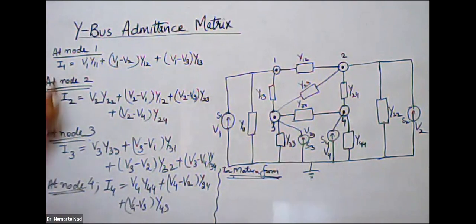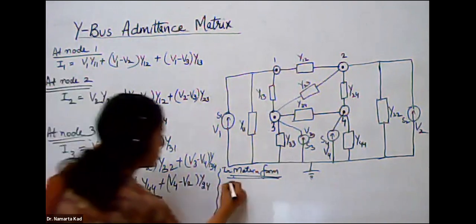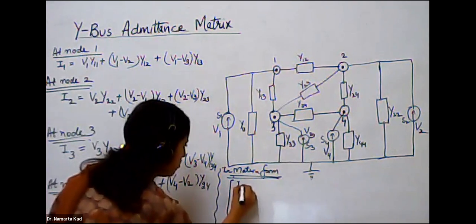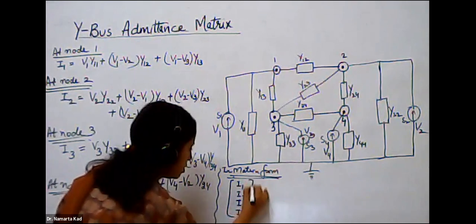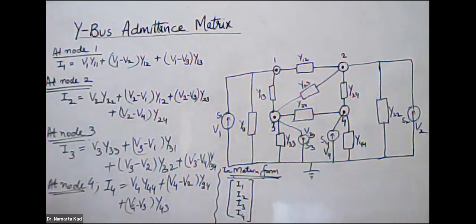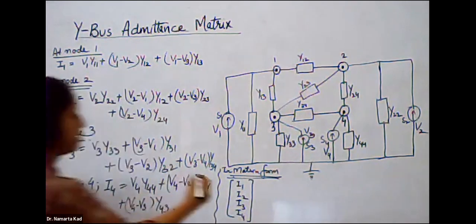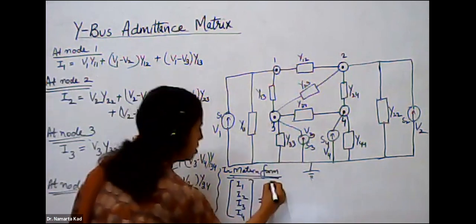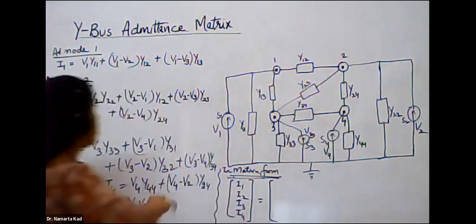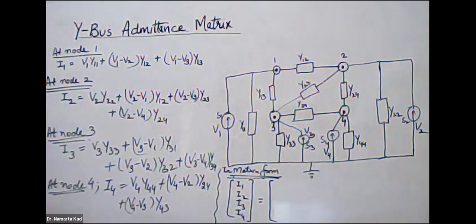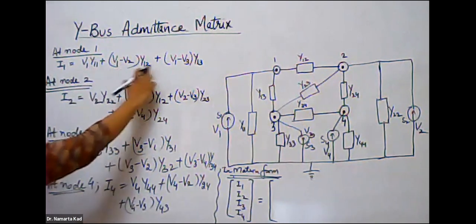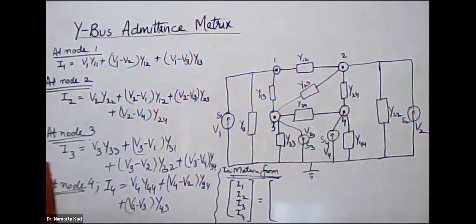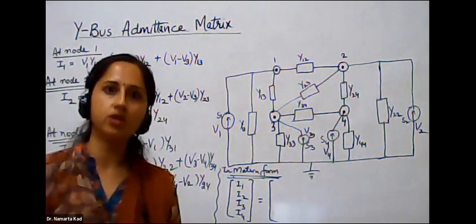are currents I1, I2, I3 and I4. So make a matrix accordingly. So I1, I2, I3 and I4. Okay, and it is equal to, okay, and on the right hand side there is the combination of admittances, all the admittances and voltages.